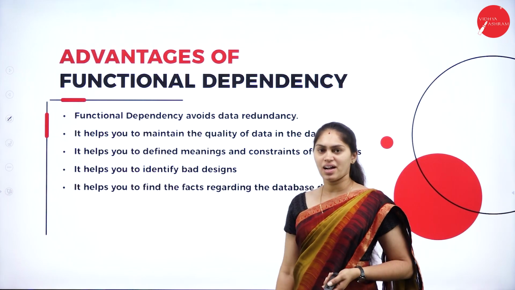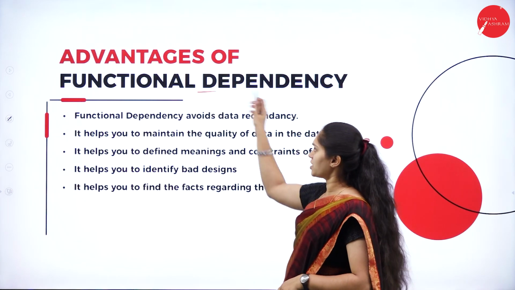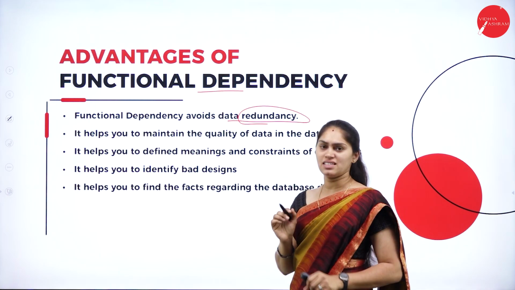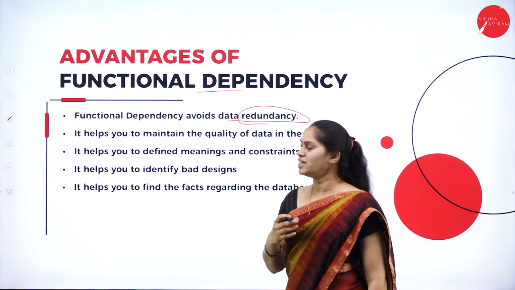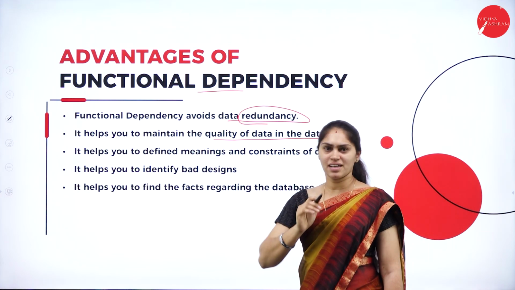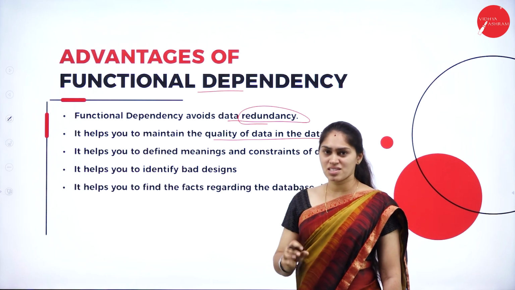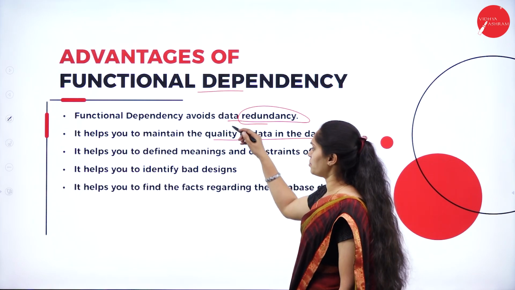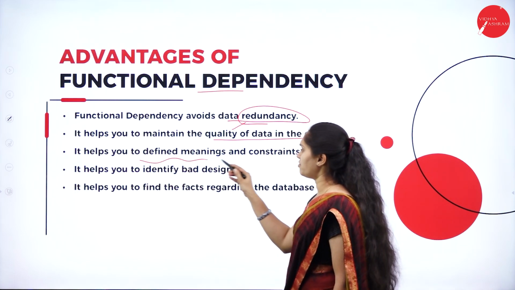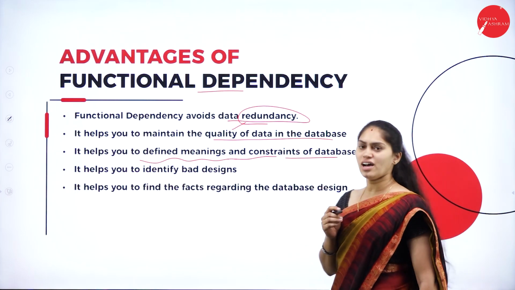Then what are the advantages we have with respect to functional dependency? Mainly it will avoid data redundancy, so we are not going to have any duplicate data here. It helps to maintain the quality of data in the database, so the dependency preservation should be there. Then we can improve the quality of the data in the database. And also it helps you to define the meanings and constraints of the database.